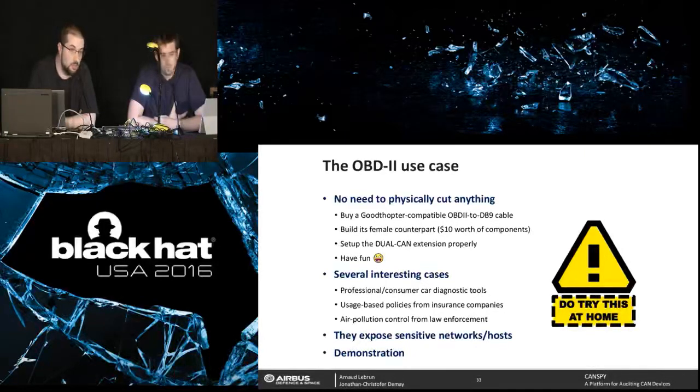If you were able to compromise this type of device from a malicious car, then you can potentially compromise sensitive networks these tools are connected to, or for example, other cars. A car diagnostic tool will be plugged into many cars. If a malicious car can compromise such a tool, it puts the other cars at risk. So it's really simple for anyone to try this use case. You don't need to cut anything. You just need to build a female OBD2 port and plug the Canspy in between the car and the OBD device you want to test.